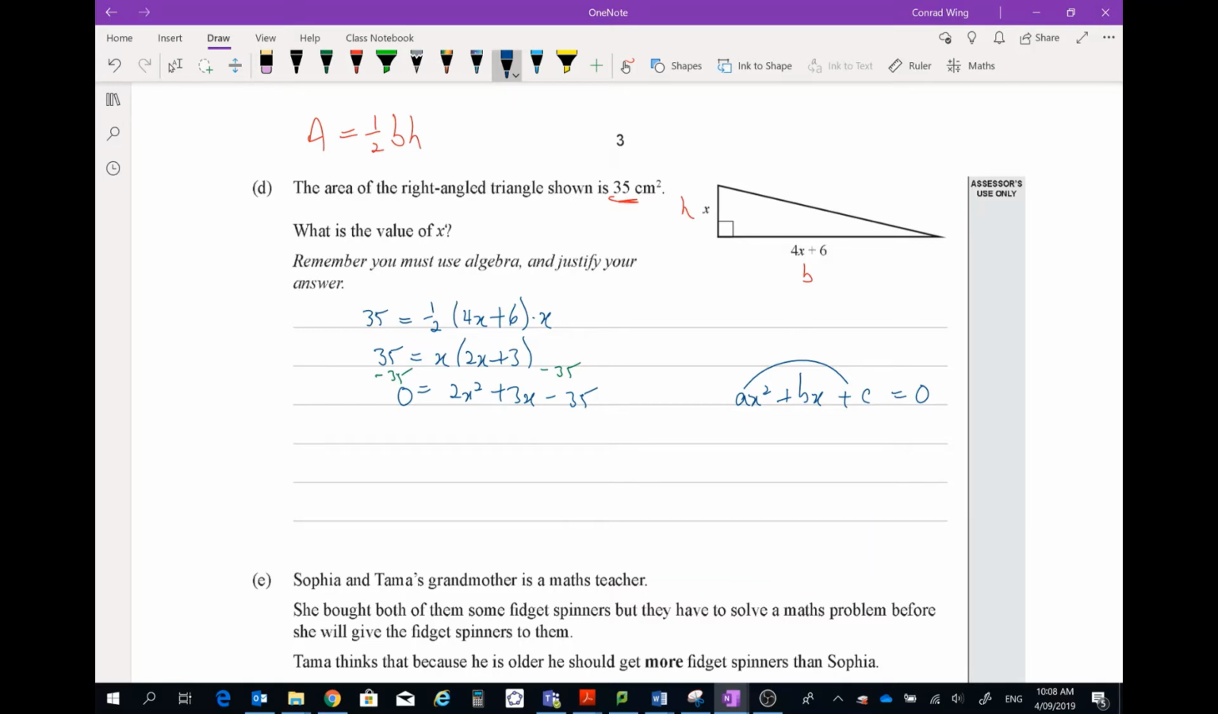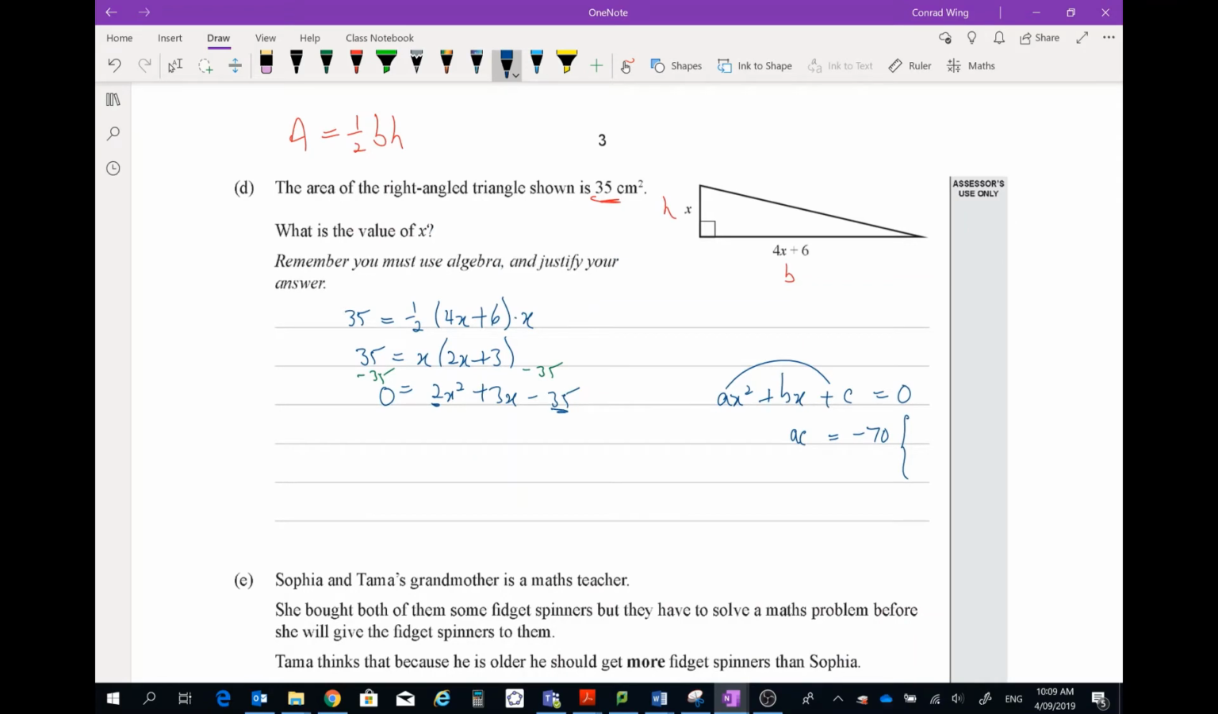You've done it, right? So this is what Katie did. She did AC is 2 times -35, which is -70. You're just doing A times C, so you leave the x squared out of it. Katie, what did you do then? You look for factors of 70 which differ by 3, and you got 10 and 7.